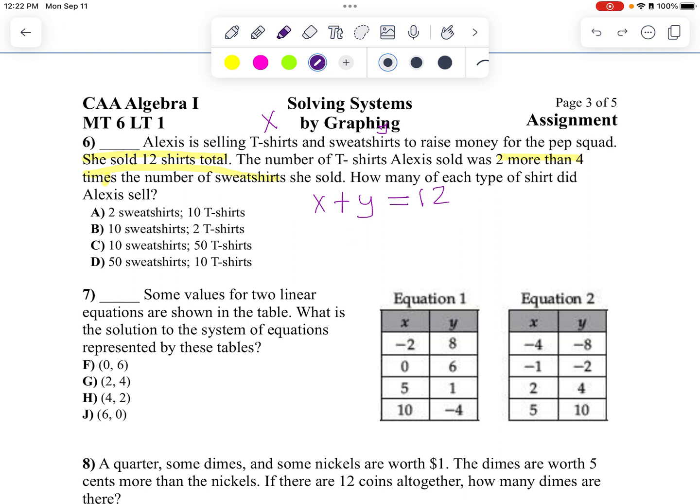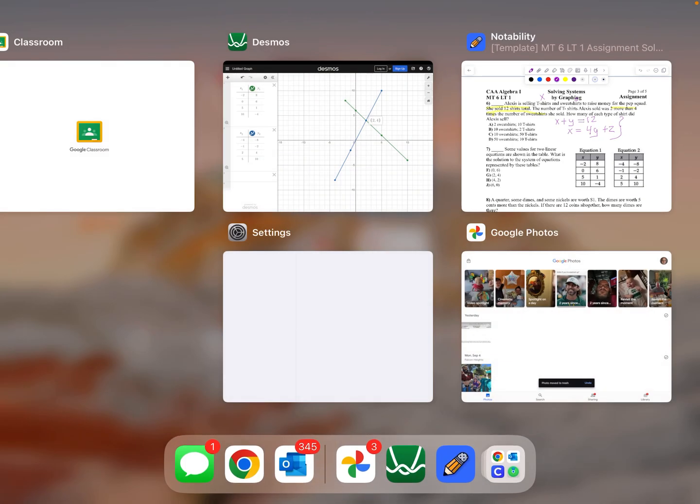let's go back to the pen. So X is 2 more, so I'll add 2 to 4 times the number of sweatshirts, Y. Now I've got a system of equations. I can graph that and see where they intersect. So we'll graph X plus Y equals 12.